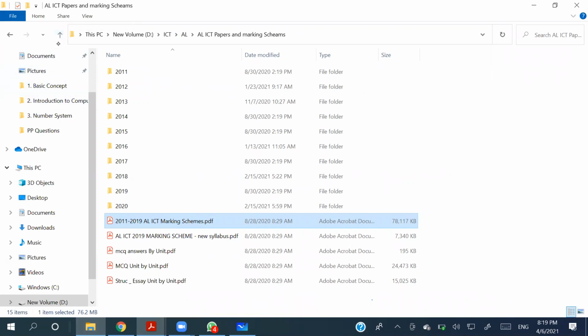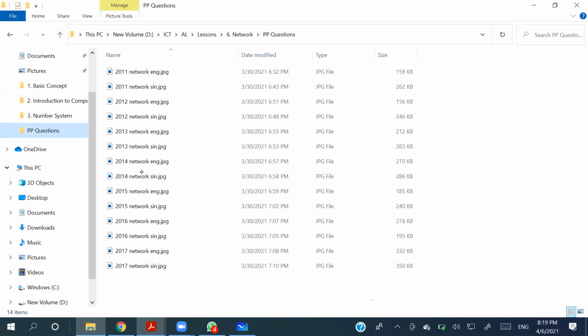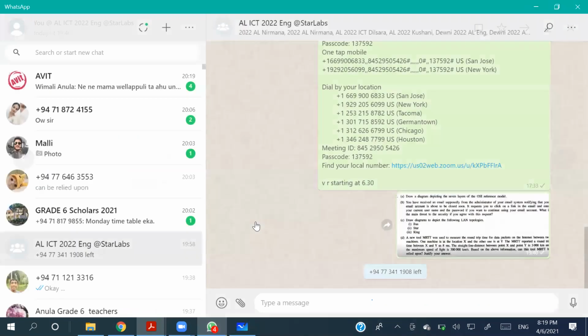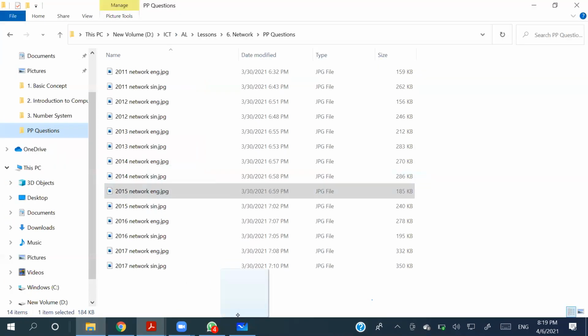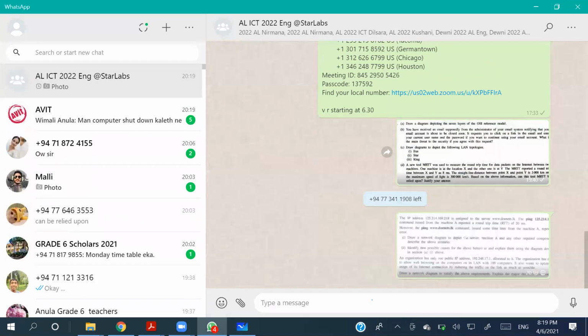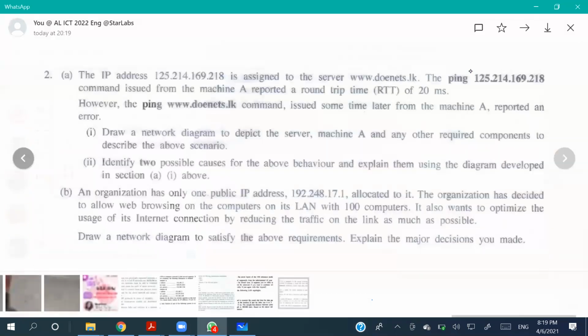I'll give you the 2015 question. Right, so in 2015 they have talked about something called the ping, P-I-N-G command, which is in the old syllabus but not in your syllabus.